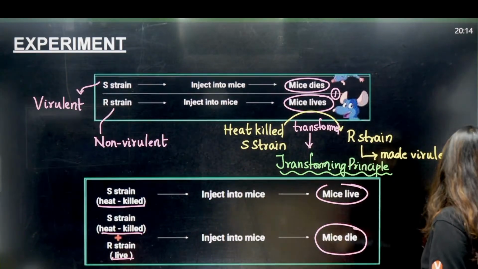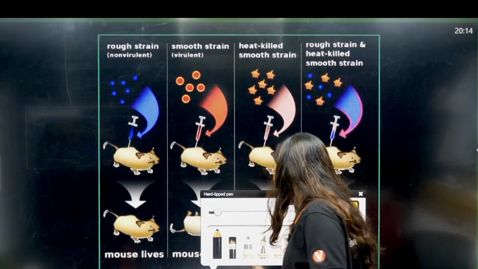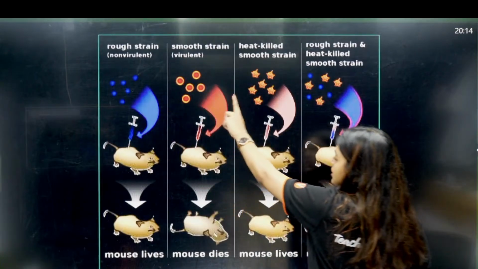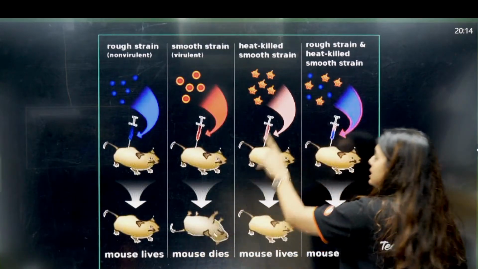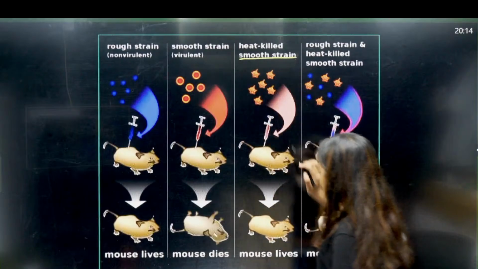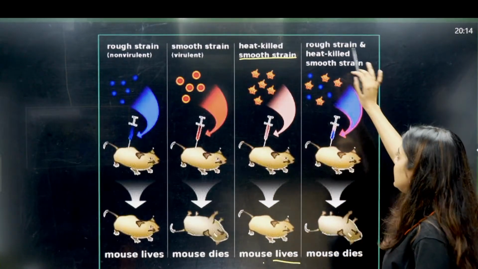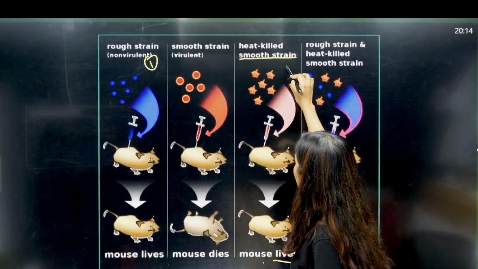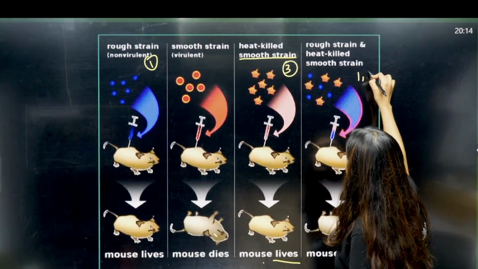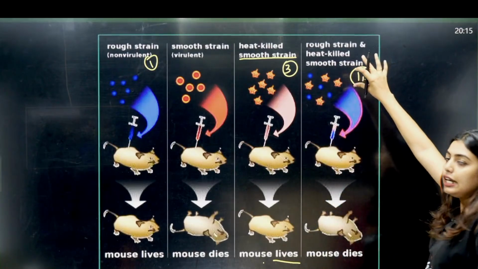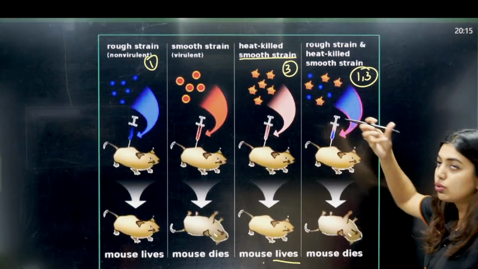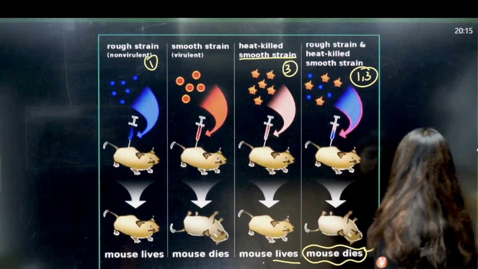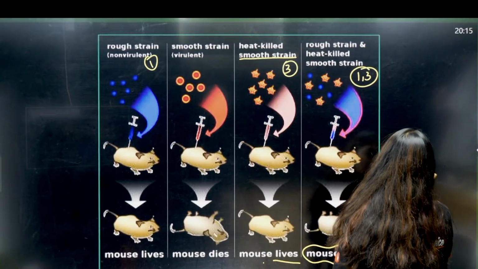Then many other zoologists and botanists and everyone came after it and they were trying to investigate. Okay, so this is the scenario, students. R strain non-virulent, S strain virulent. Here the mice lives, here the mice dies. Here he heat killed the smooth strain and because of which the mice lives. Here he used the combination. He used combination 1 and combination 3 and here he mixed combination 1 and 3. What did he do? He took the rough strain plus the heat killed smooth strain, and he noticed that the mice dies, and because of which he calls it the transforming principle.